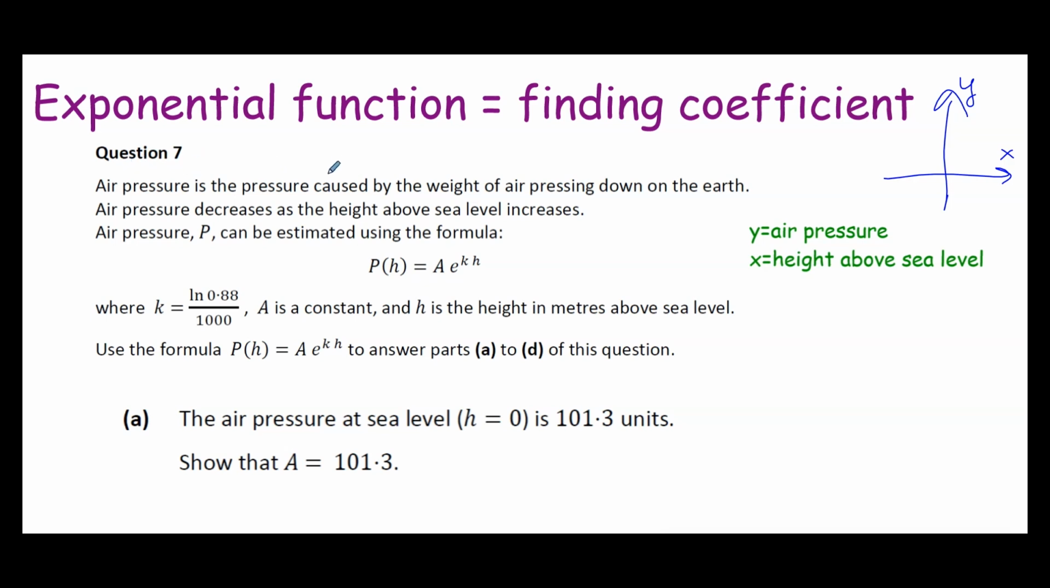Air pressure is the pressure caused by the weight of air pressing down on earth. Okay, good to learn new things every day. Air pressure decreases as the height above sea level increases. So basically, that means the higher we go from the sea level, the pressure is getting less. Okay. So therefore, air pressure P can be estimated using the formula. And then we have a formula given, and that formula is an exponential function.